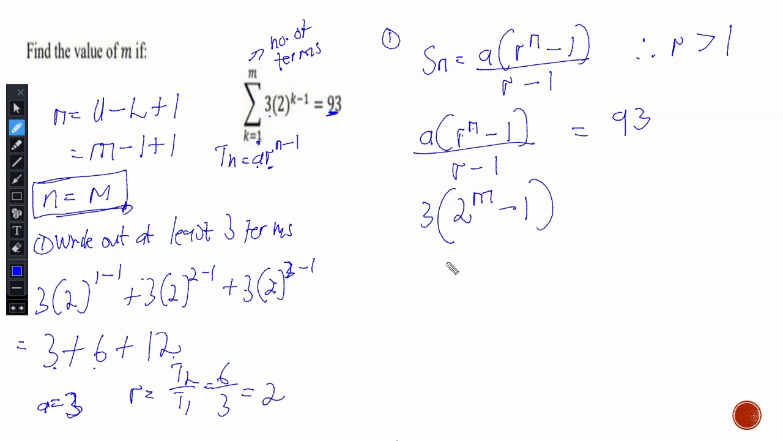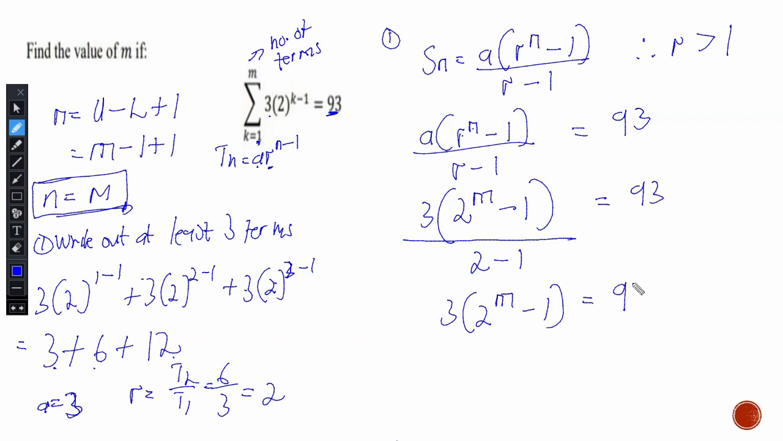So it's pretty easy to do these questions, guys. Then you have 2 minus 1 here, equals 93. Now 2 minus 1 is 1, and if you cross multiply it with the 93, it's still 93. So you have 3 times (2 to the exponent of m minus 1), over 1, equals 93. Then what do you do to get rid of this 3? Divide both sides by 3. Now, what is 93 divided by 3? That's 31. So we have 2 to the exponent of m minus 1 equals 31.